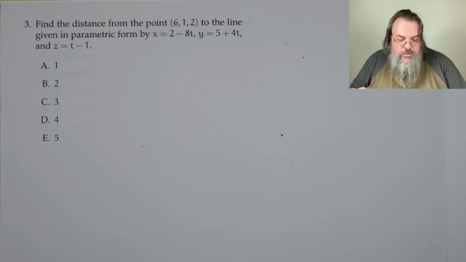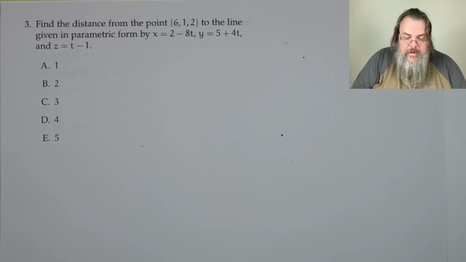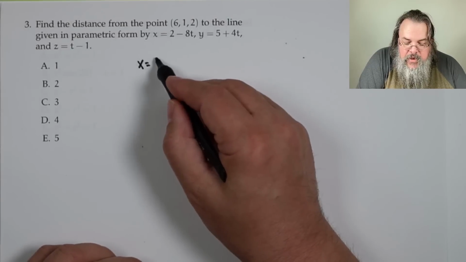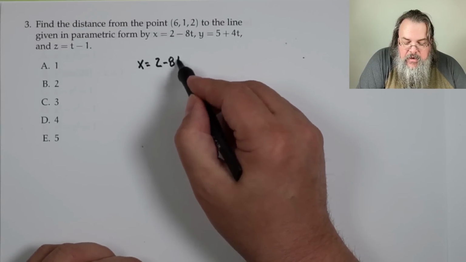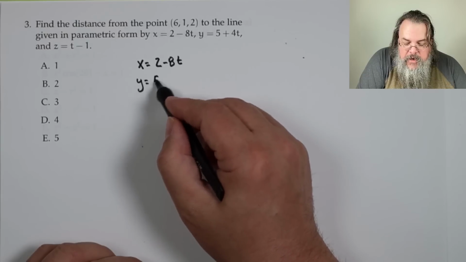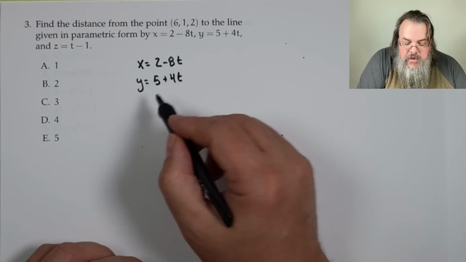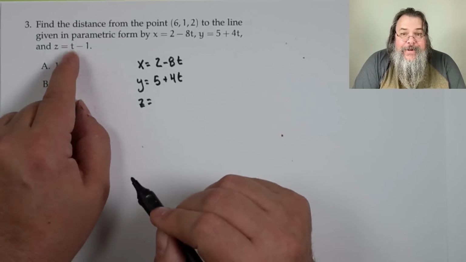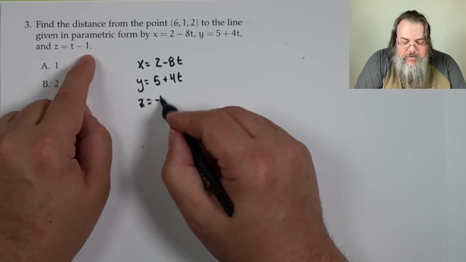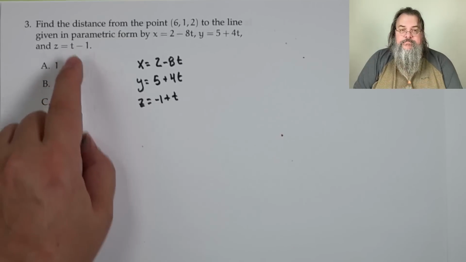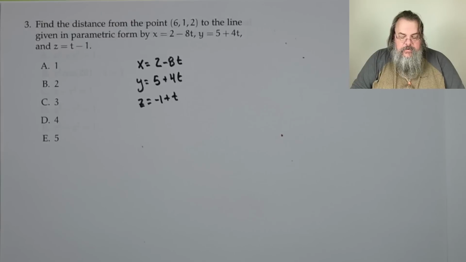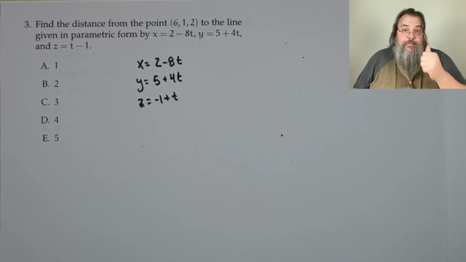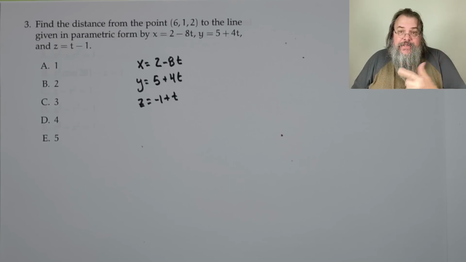Well, first thing, let's write the line down, and I'm going to write them right on top of each other because I feel that helps me see what's going on. x equals 2 minus 8t, y equals 5 plus 4t, and z. Now notice they did something a little bit sneaky here. They wrote it as t minus 1, so I'm going to write it as minus 1 plus t. And written in this form, we can do 2 things very quickly. We can identify a point, and we can identify a direction vector.